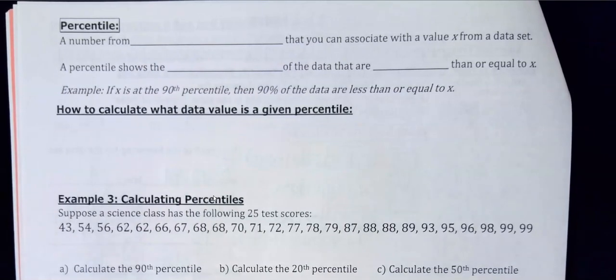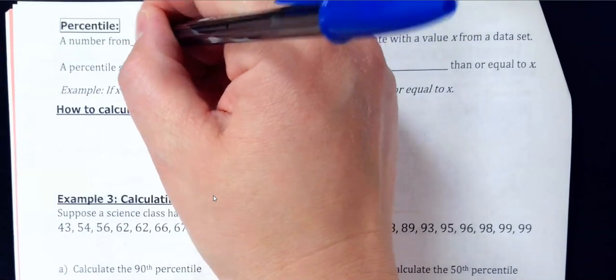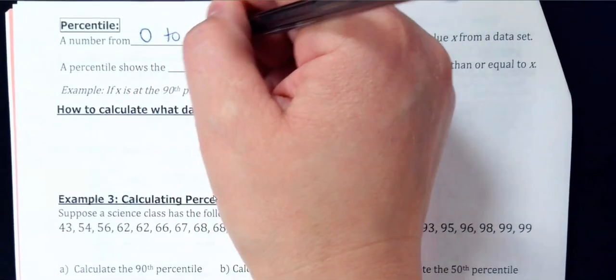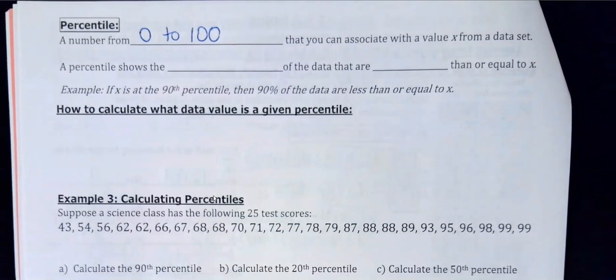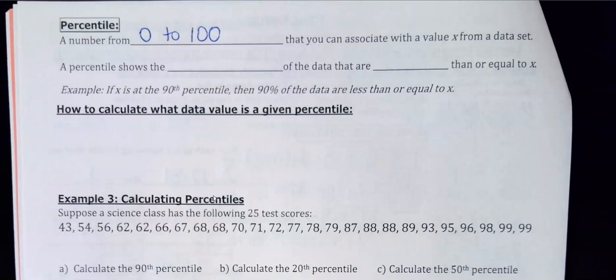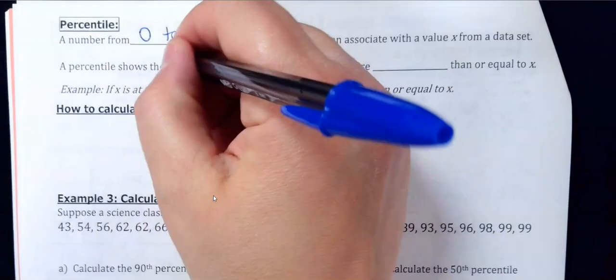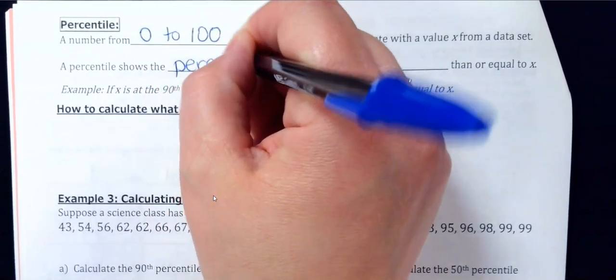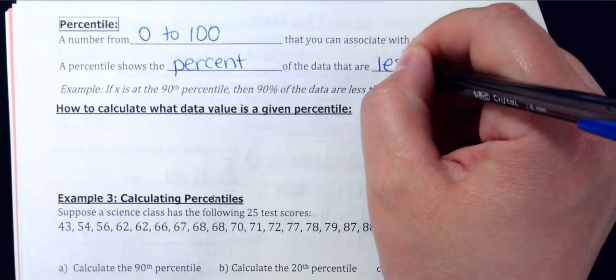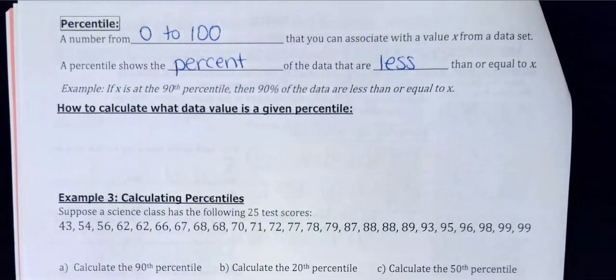So percentile. This is another way to break the data apart. This breaks the data apart into 100 different units versus quartiles, where we just do 4. Okay, so a percentile has to be a number from 0 to 100. Okay, you can associate with the value, it says X from a data set. Okay, percentile shows the percent of the data that are less than or equal to X.